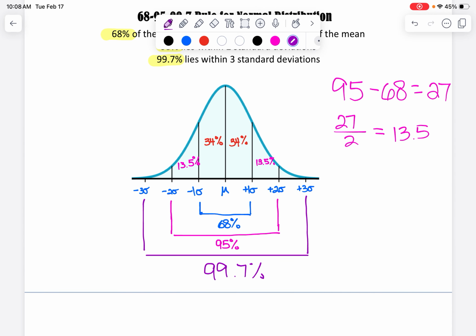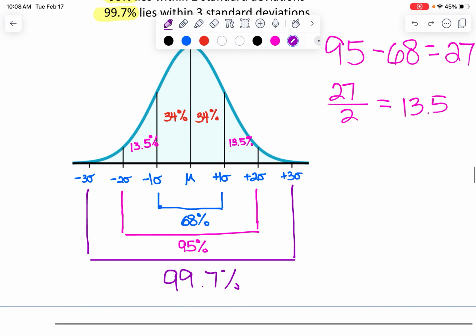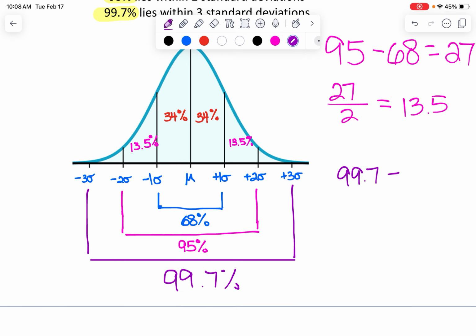Okay, so how much is this little section here and this little section? Well, let's do a little math. If we say 99.7 minus 95, we would get 4.7.